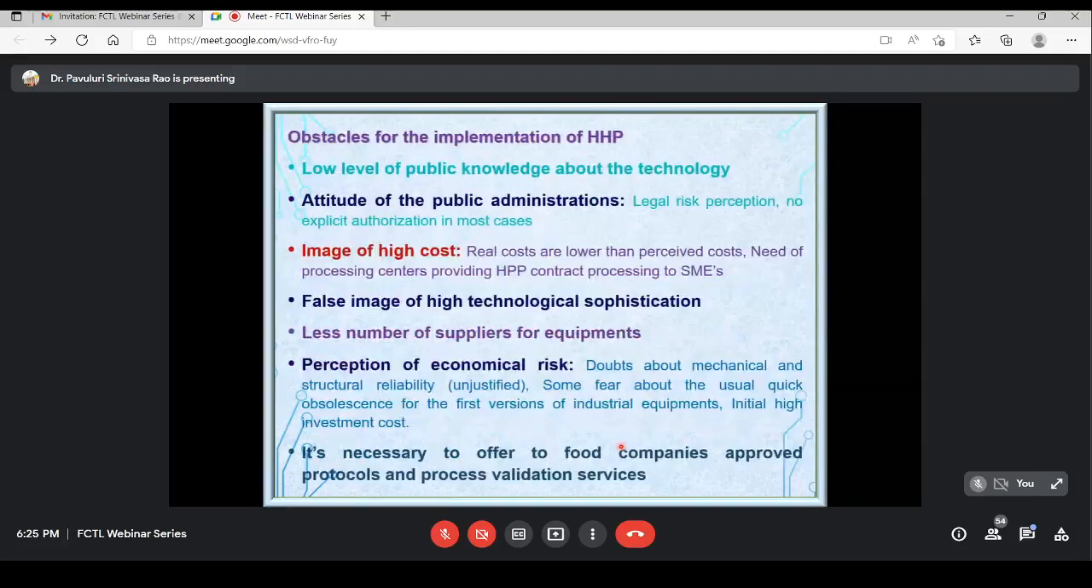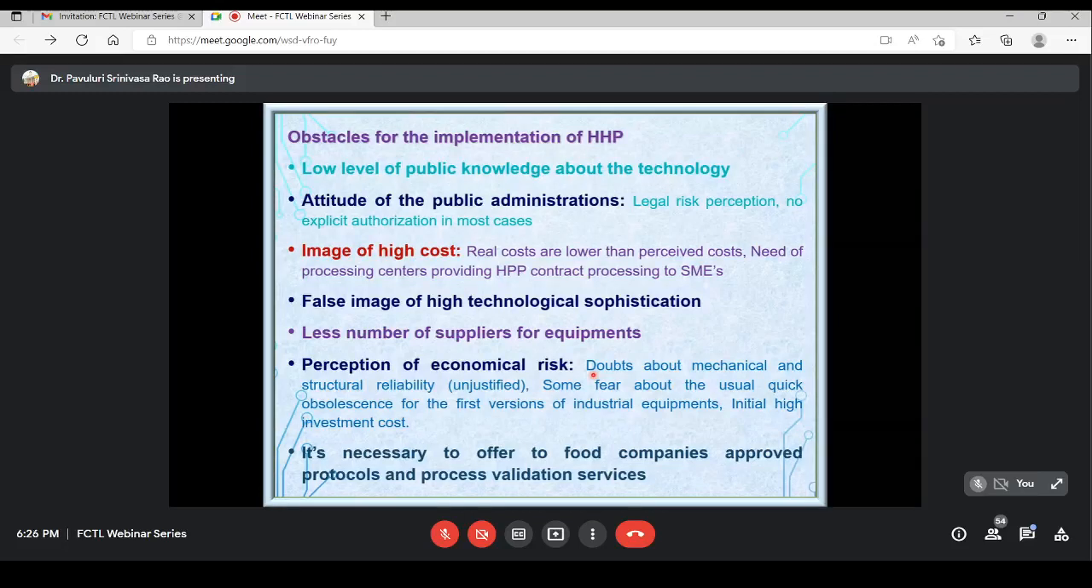Okay. And some of the obstacles for the implementation of high pressure processing as of today are a low level of public knowledge, the attitude of public administration looking at the legal risk, and the image of high cost. Obviously, anybody who knows a little bit about it always feels that it is a high cost process. And a false image of high technological sophistication, although much of the technology is actually explored, and fewer suppliers all over the world, as I mentioned, maybe hardly a dozen around the world. And perception of economic risk. Many times people may be afraid that if the system is procured now, it may be obsolete in a couple of years.